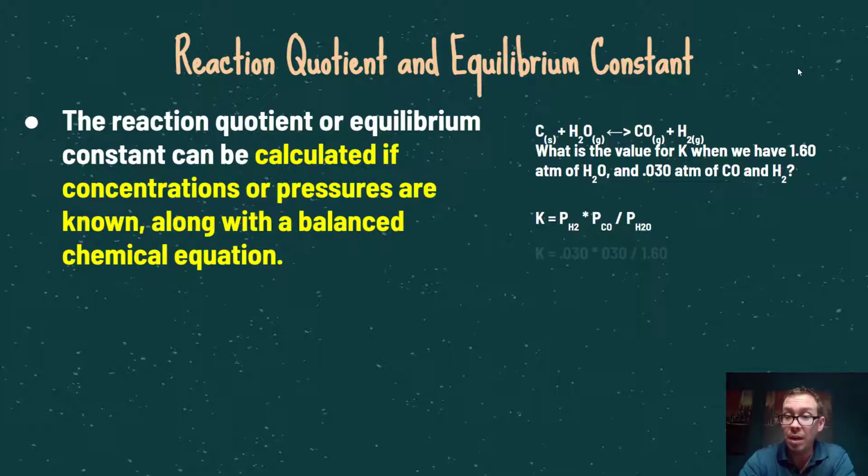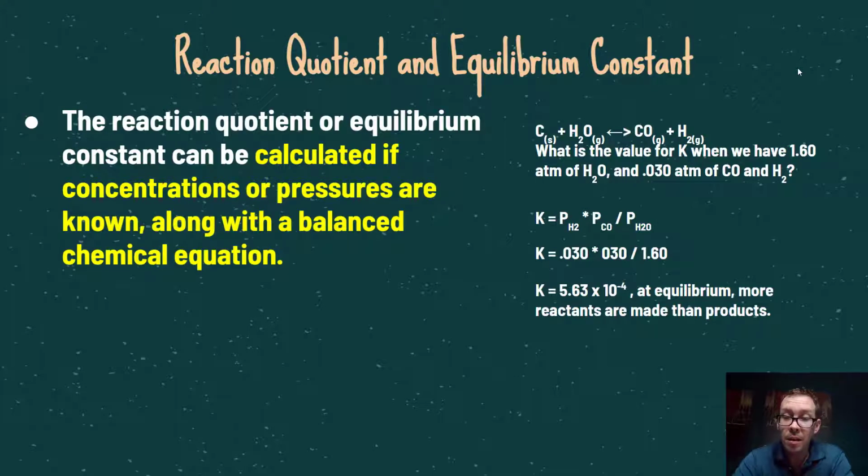Now all I simply do is plug in all of my variables and solve. And K gives us a value of 5.63 times 10 to the negative fourth at equilibrium, which means that I have more reactants than products at equilibrium. And we can see that based on the value of the partial pressures. 1.60 atm of H2O implies that there is significantly more H2O than something that exerts 0.030 atm of pressure. So you can always check your K value with your amounts in molarity or your amounts in pressure to make sure that it works.